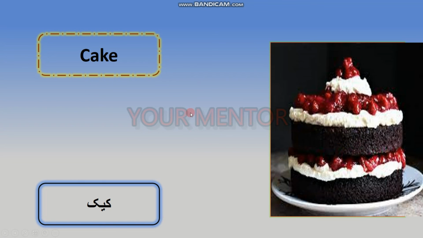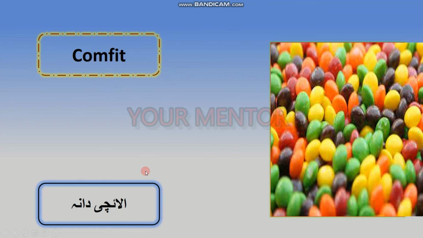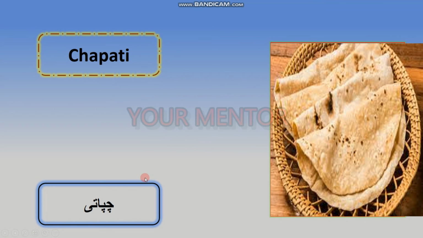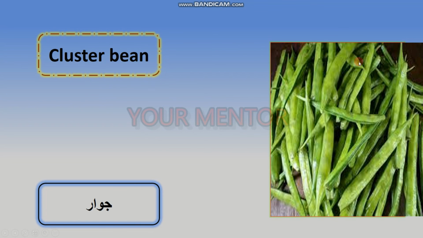This is a picture of cake. Comfit means elaichi dana. Comfit, elaichi dana. Chapati is a sort of bread. This is its picture. Cluster bean means guar. These are some cluster beans.